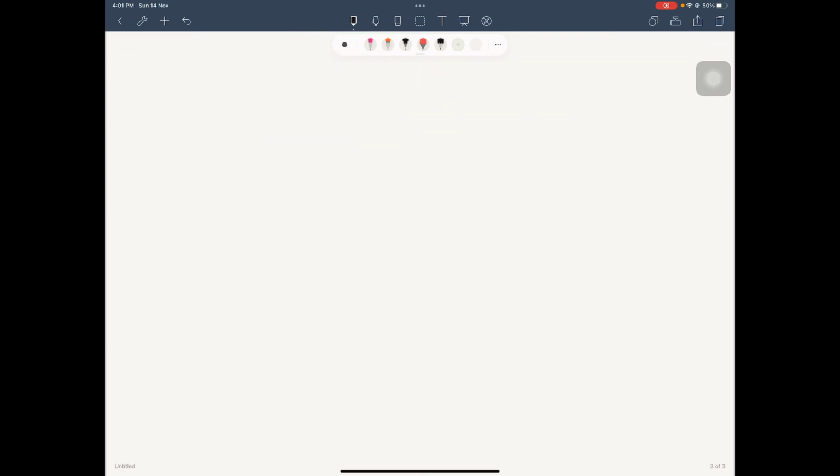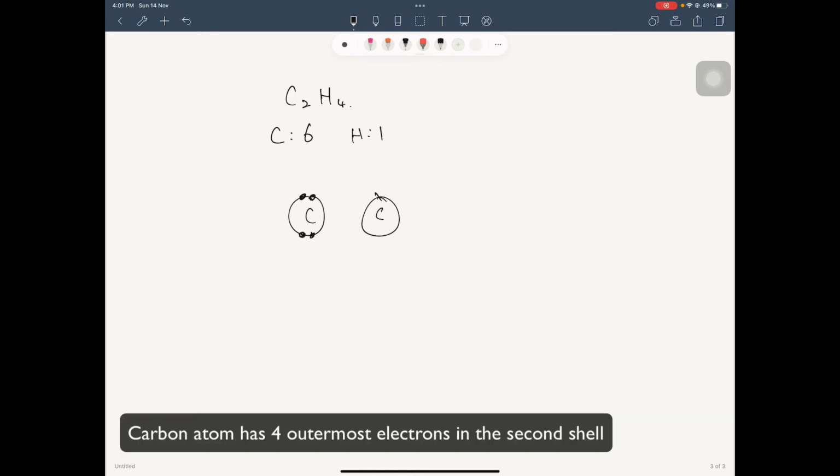Let's go for one more example. Let's try C2H4. So carbon has an atomic number of 6, hydrogen 1. So I have a carbon and a carbon here. So 1, 2, 3, 4. 1, 2, 3, 4.